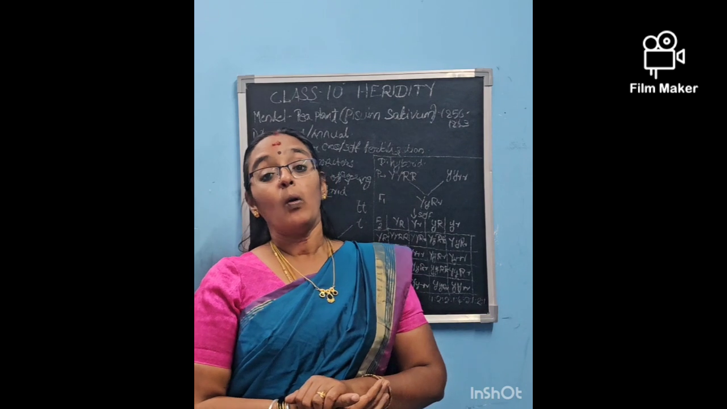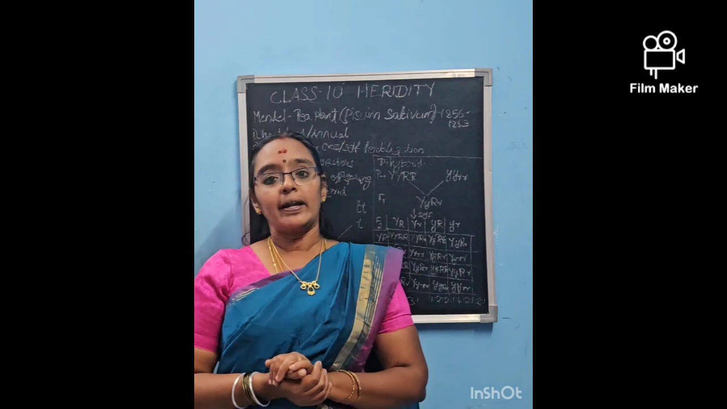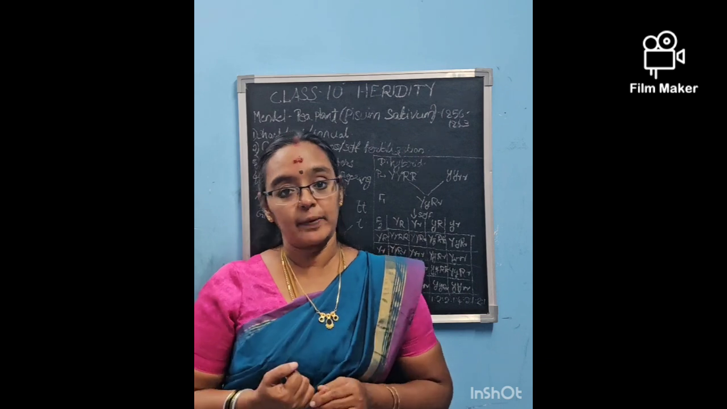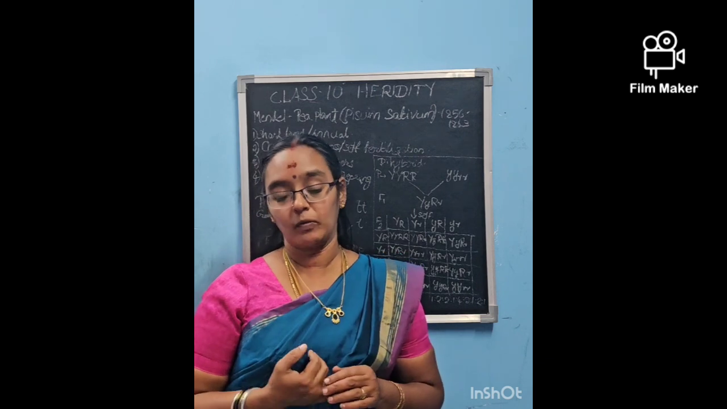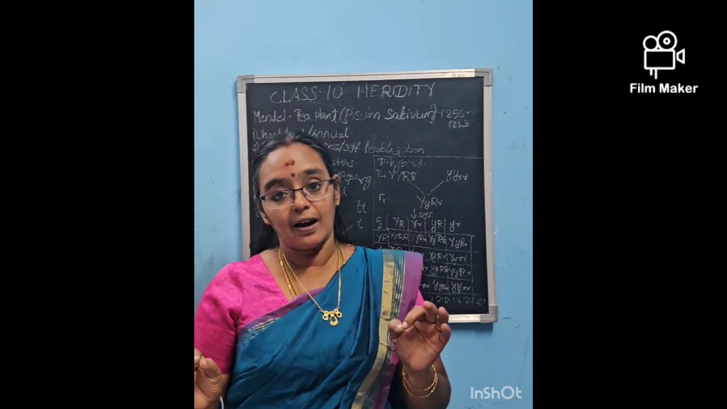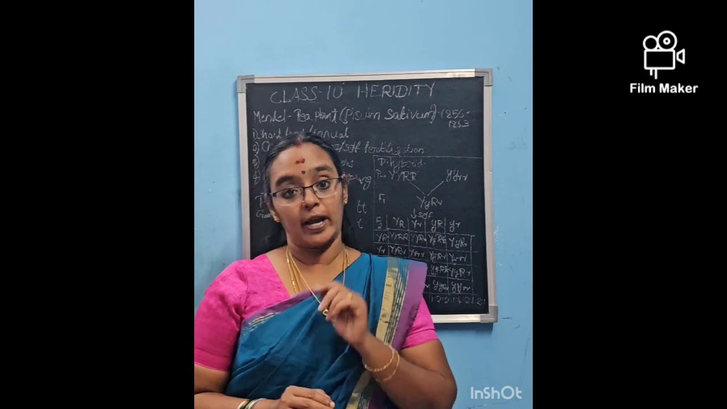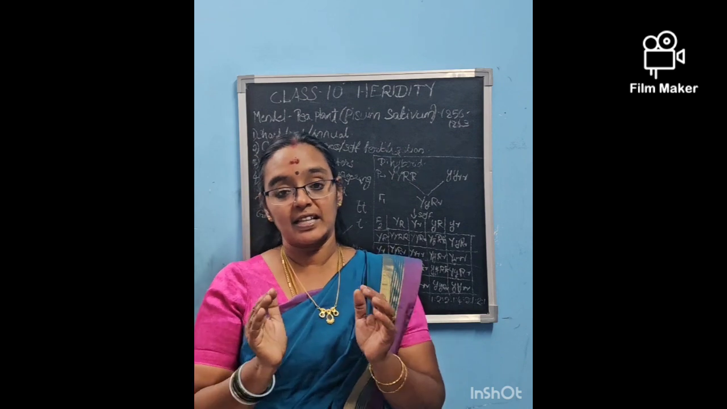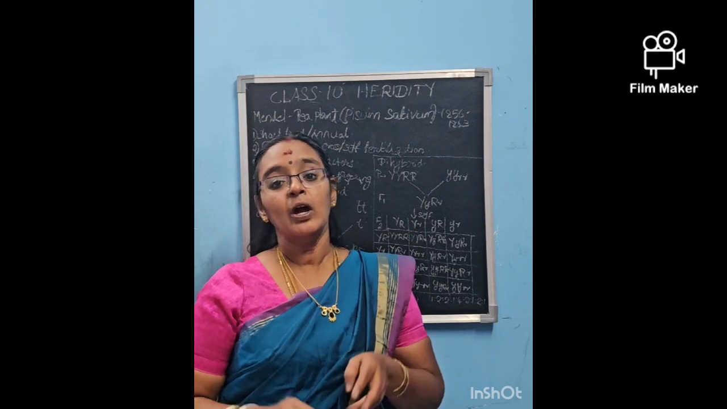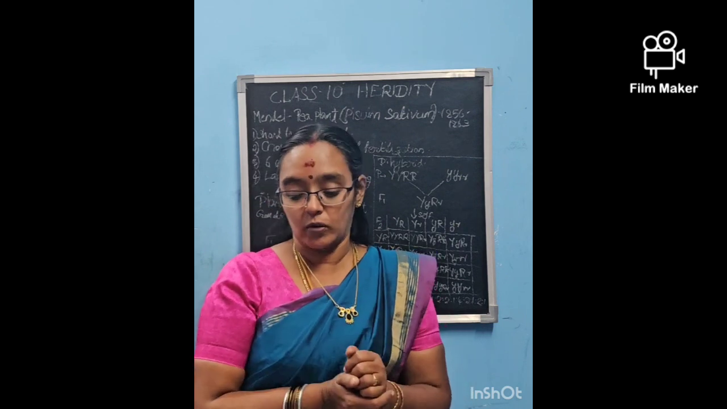Now what did he do with this pea plant? Now we are going to see the experiment. He did 2 experiments. One is the monohybrid type and the second is the dihybrid type. What is meant by monohybrid? He took 2 plants which have a single difference between them. That is monohybrid. So in the first experiment, he took 2 plants. The first is a tall plant and the other is a dwarf plant, homozygous tall and homozygous dwarf. Means what?